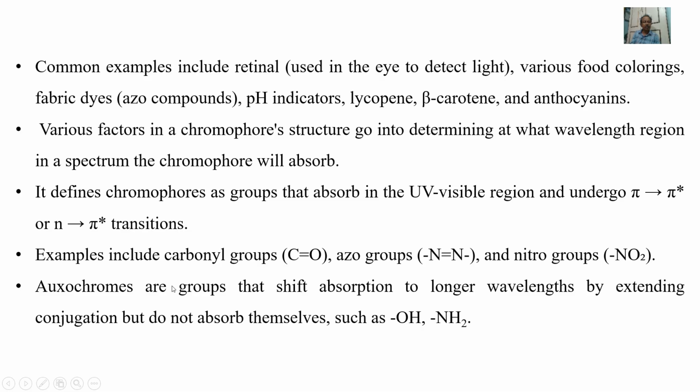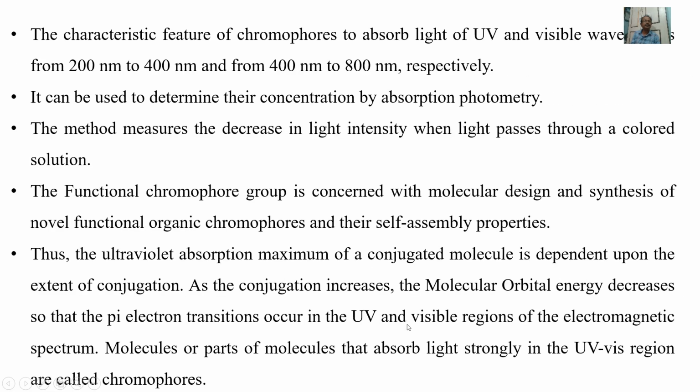Auxochromes are groups that shift absorption to longer wavelengths by extending conjugation but do not absorb themselves, such as OH and NH2. The characteristic feature of chromophores is to absorb light of the UV and visible spectrum, from 200 nanometer to 400 nanometer and from 400 nanometer to 800 nanometer respectively. It can be used to determine their concentration by absorption photometry. The method measures the decrease in light intensity when light passes through a colored solution.